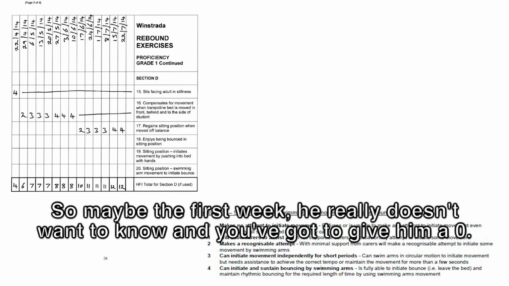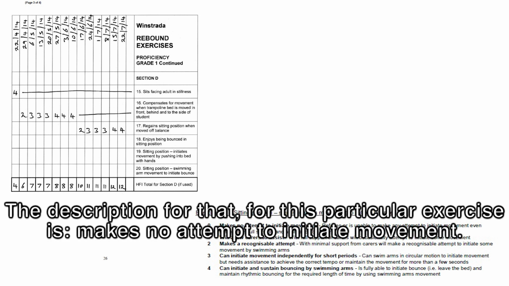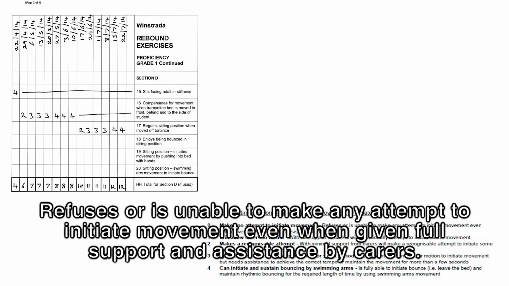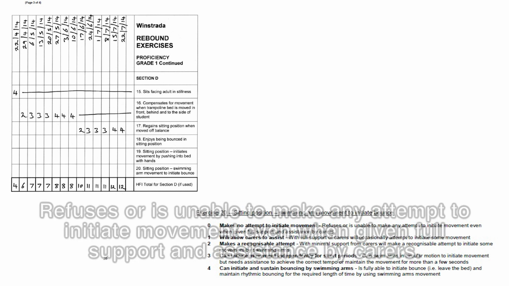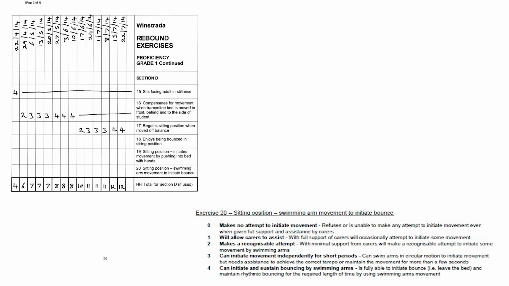So maybe the first week, he really doesn't want to know, and you've got to give him a 0. So the description for that, this particular exercise, is makes no attempt to initiate movement, refuses or is unable to make any attempt to initiate movement, even when given full support and assistance by carers. So you've got to give him a 0. He absolutely doesn't want to know, or is flatly refusing, so you've got to give him a 0.